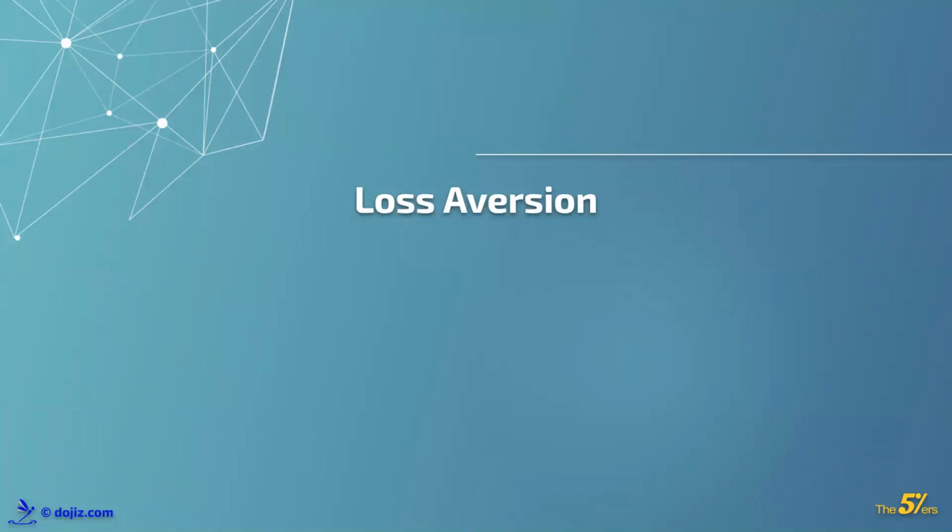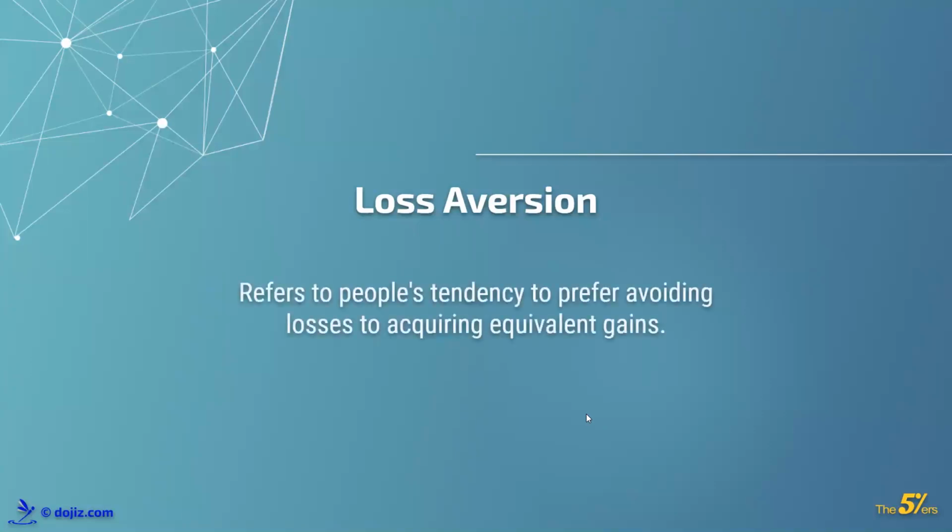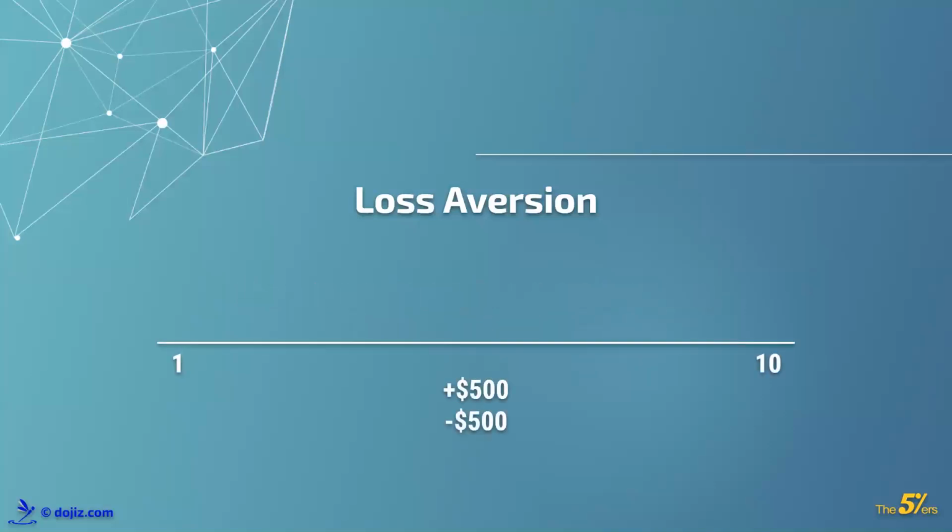Loss aversion is one of dozens of cognitive biases that all human beings suffer from. Like I said, all human beings, but traders specifically experience it much more because it affects the trading results immediately. And loss aversion refers to people's tendency to prefer avoiding losses to acquiring equivalent gains, meaning you prefer not to lose $5 than to gain or to find $5. So your loss of $5 feels much worse than gaining $5.